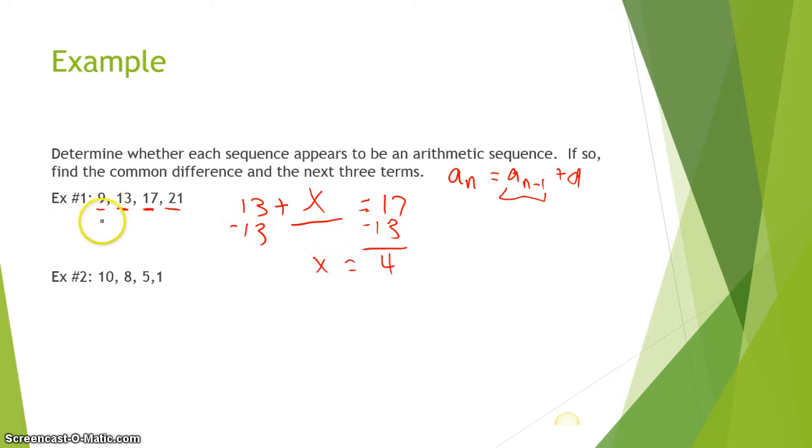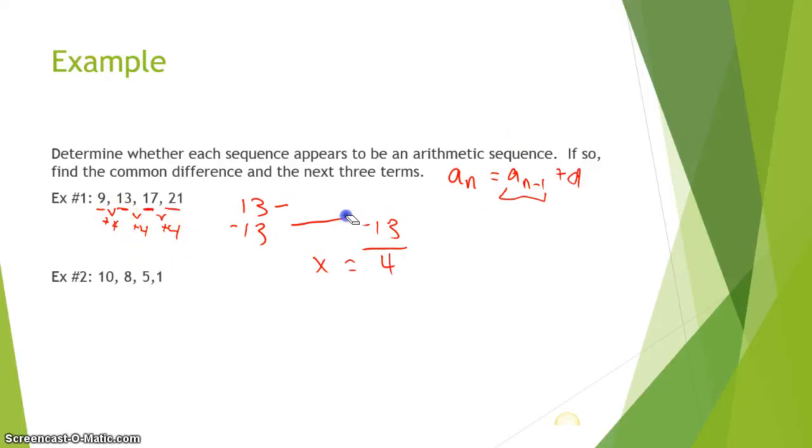Notice to get from 9 to 13 we added 4. To get from 13 to 17, we added 4. So let's think about this. If you take 17 and add 4 to it, do you get 21? You do. So is this an arithmetic sequence taking place here? Yes. And what you're doing is you're adding 4 to get to the next value.